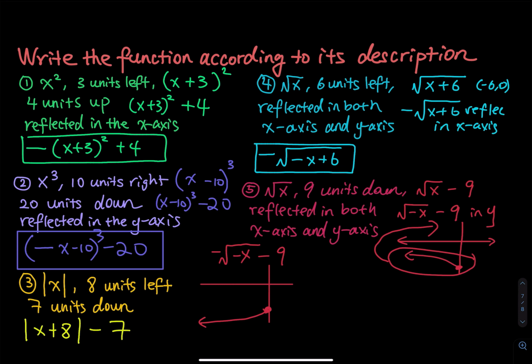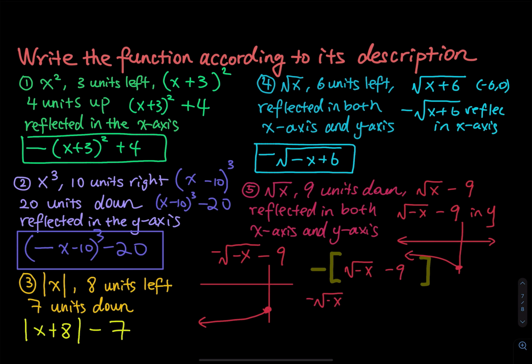But how do you kick this over to the place above the x-axis? Here is how you do it. You have to put a negative in front of the entire function. So negative square root of negative x minus 9. If you do that, you have negative square root of negative x plus 9. This is the one that we are looking for.